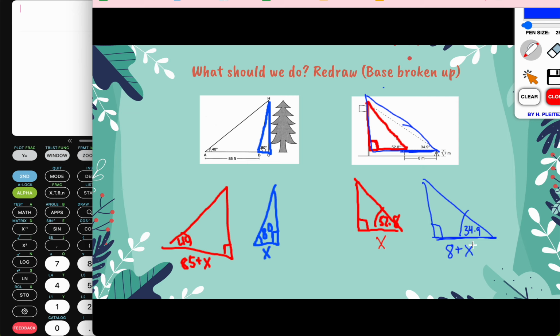x. So notice when your base is broken up, typically you have to make an expression. Like here we did 85 plus x, here we did 8 plus x. Typically you're going to have to make an expression when you're drawing your triangles. Also, I'll be mindful here too, they give us that the value off the ground for both is 1.7 meters. So I feel like that's going to eventually be useful depending on what they're asking us here.